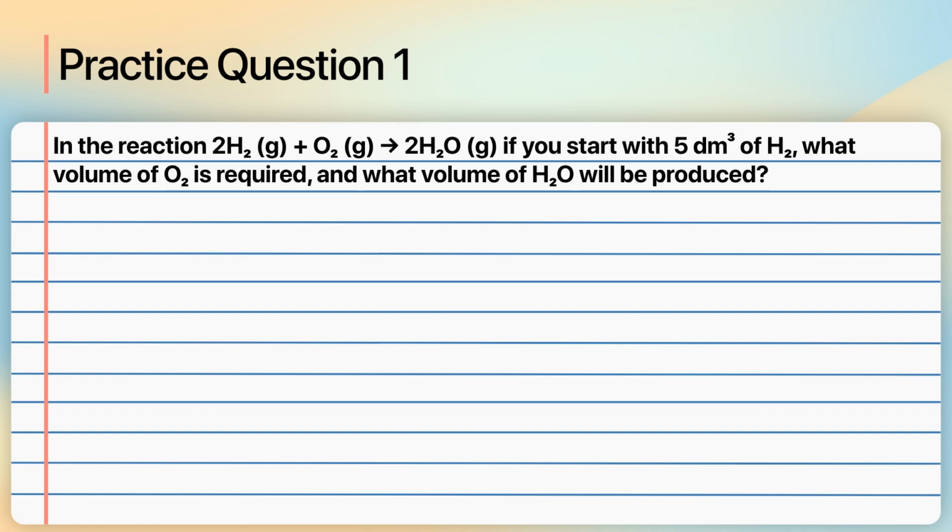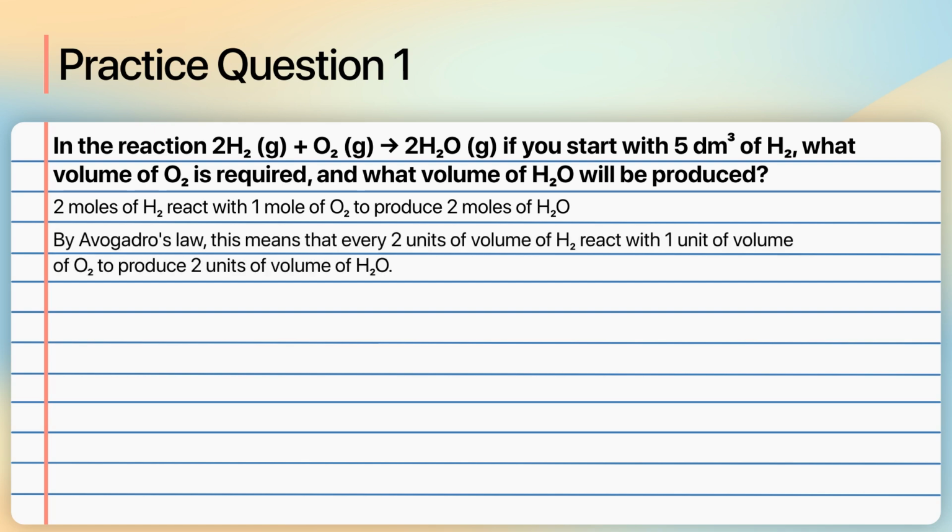According to the balanced equation, 2 moles of H2 react with 1 mole of O2 to produce 2 moles of H2O. By Avogadro's law, this means that every 2 units of volume of H2 react with 1 unit of volume of O2 to produce 2 units of volume of H2O.